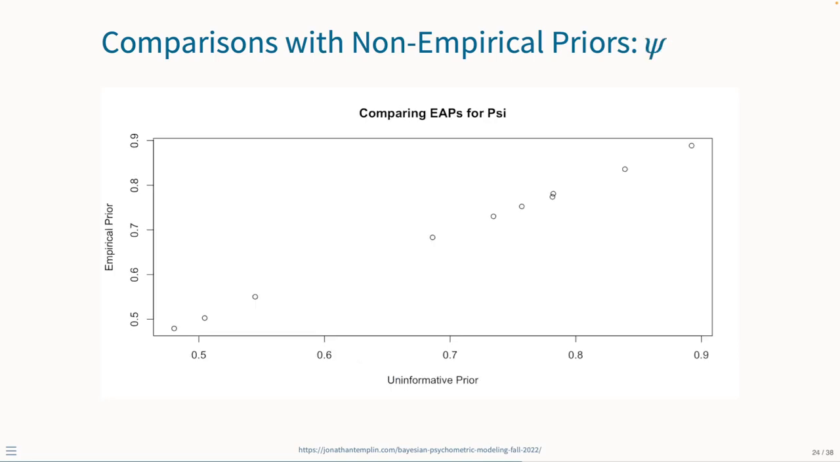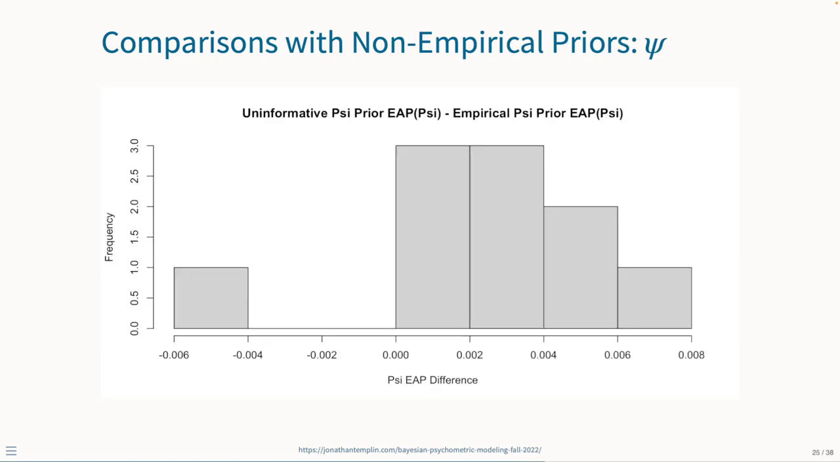Here's also psi. Again, very highly correlated. The difference, this is where one of these differences really matters. Two values were slightly lower than zero, and the rest were slightly bigger than zero. But you see the scale. This is the hundredths place, right? So they're not that different.